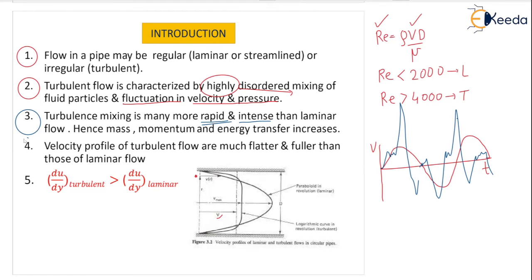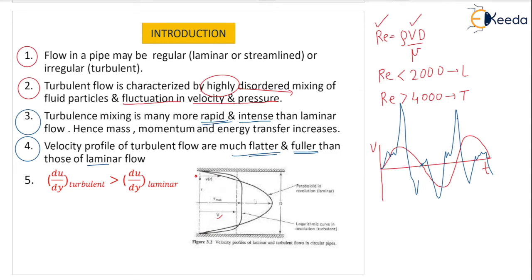Next point is 4. This point number 4 is telling you about the comparison of the velocity profile for laminar and turbulent flow. So velocity profiles of turbulent flow are much flatter and fuller than those of laminar flow.